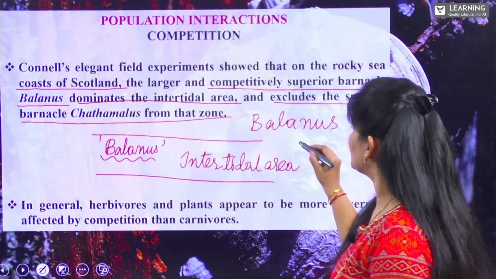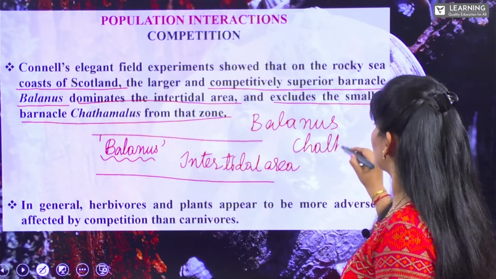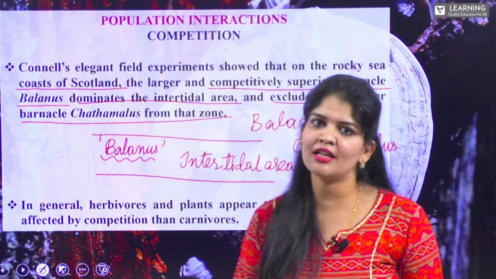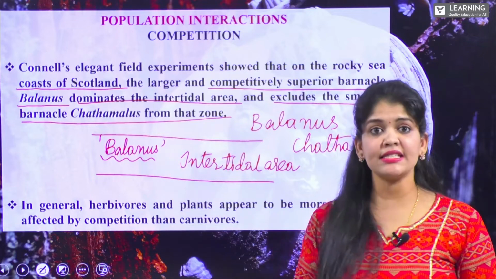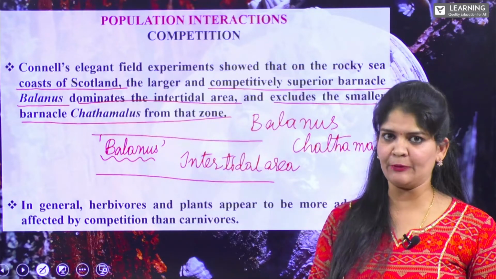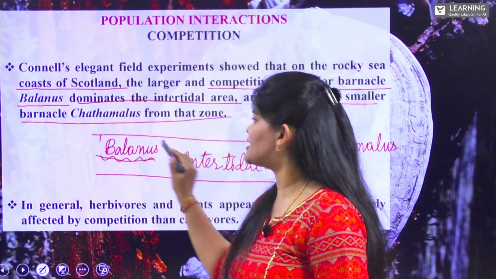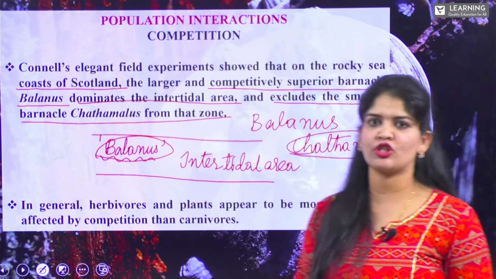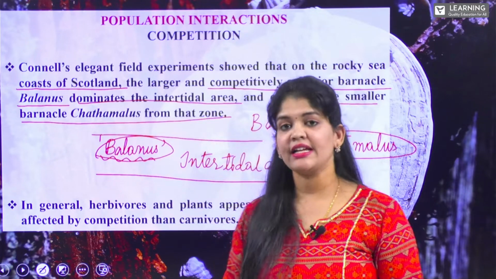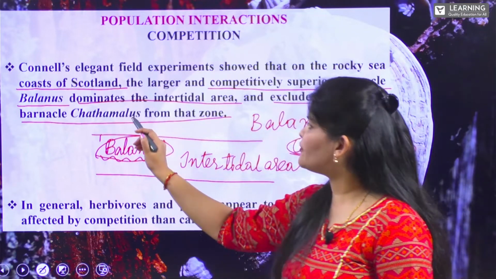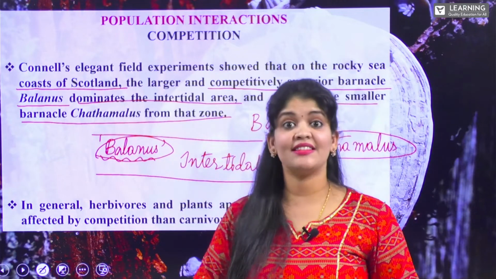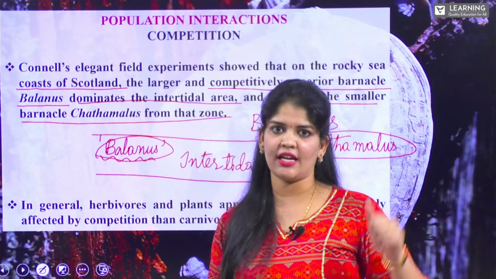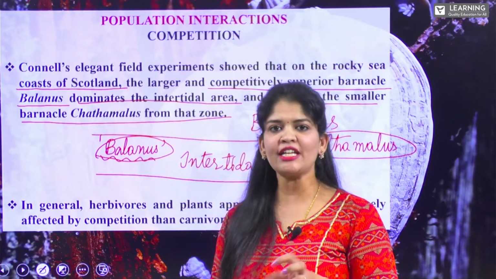So here Chthamalus is inferiorly competitive, whereas Balanus is superiorly competitive, and therefore Balanus restricts the distribution of Chthamalus. Now what happened? If we remove this Balanus, then there is a wide distribution of Chthamalus. That is what we explained in the case of competition release.